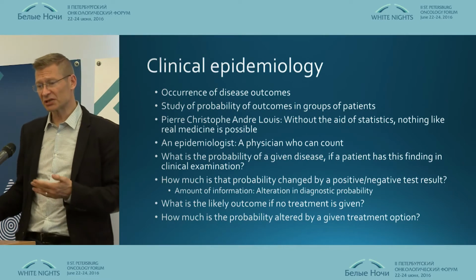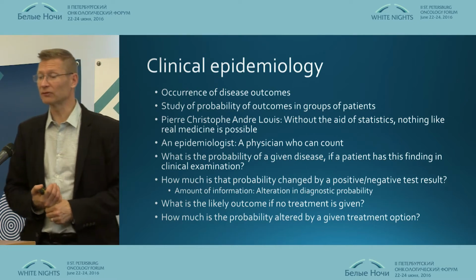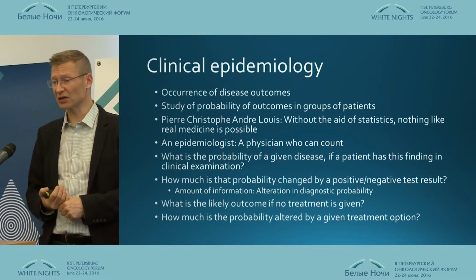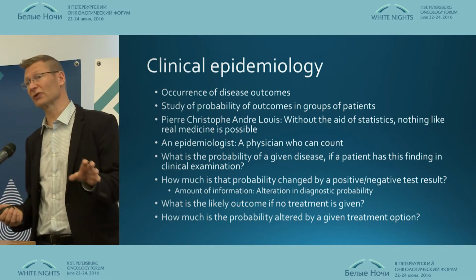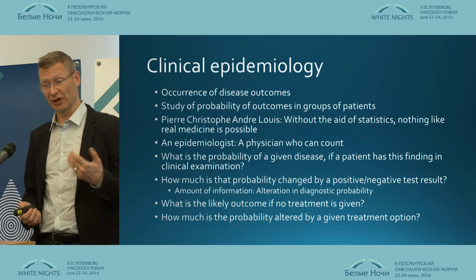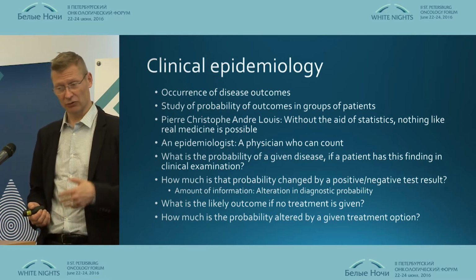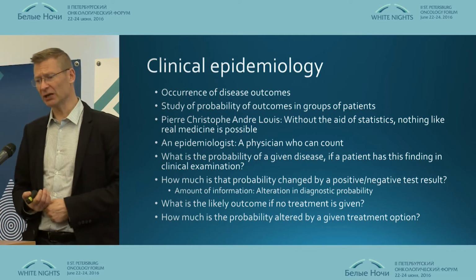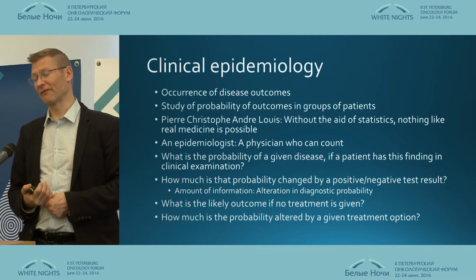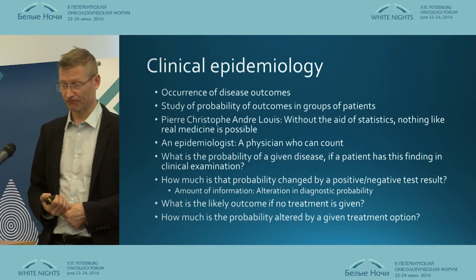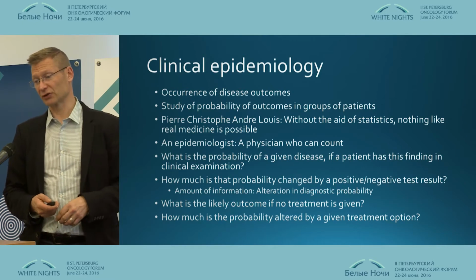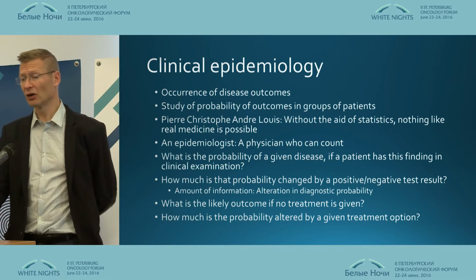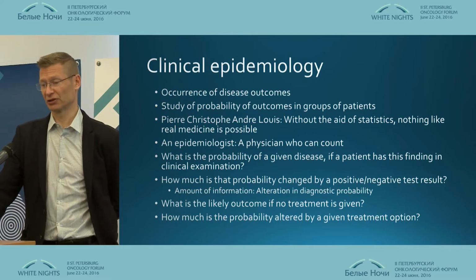Clinical epidemiology is just one way of tackling these questions. Basically, it is a study of occurrence of disease outcomes, including also those factors that affect the disease outcomes. They could be treatments, they could be delivery of healthcare, organization of healthcare, any other approaches that there are to affect the disease outcomes. Looking at other prognostic factors, for instance, patient characteristics. And what it means is basically study of probability of outcomes in groups of patients.